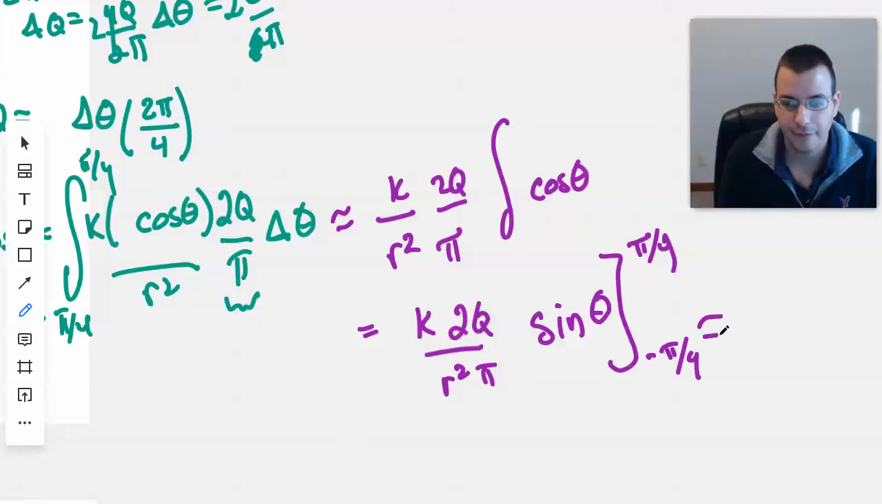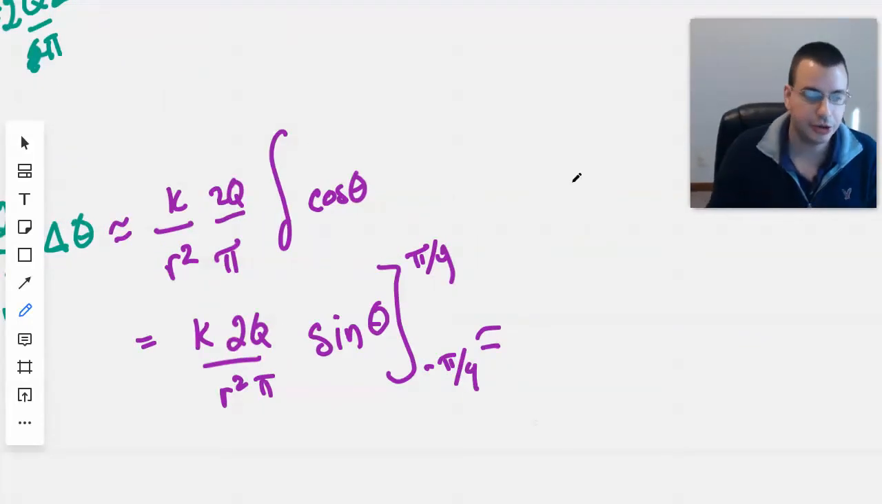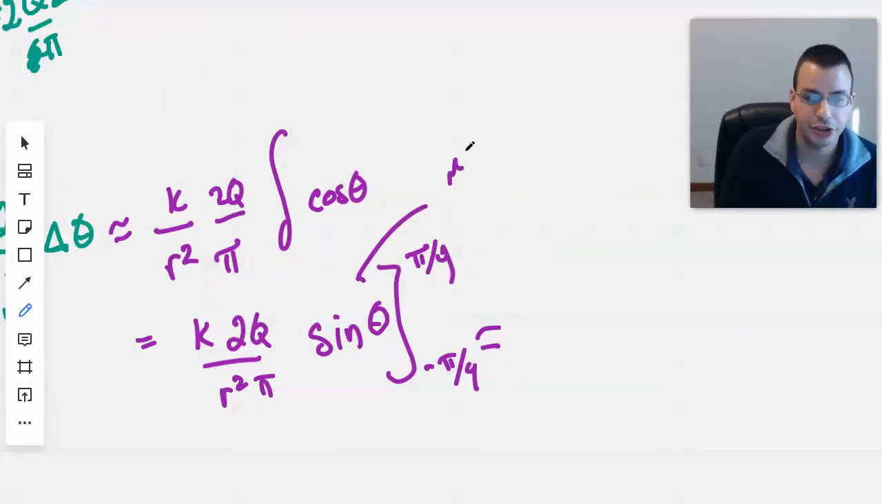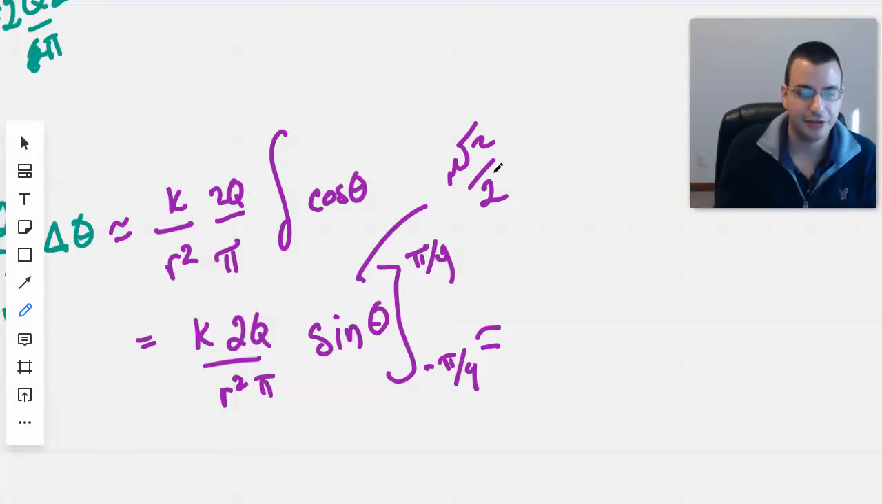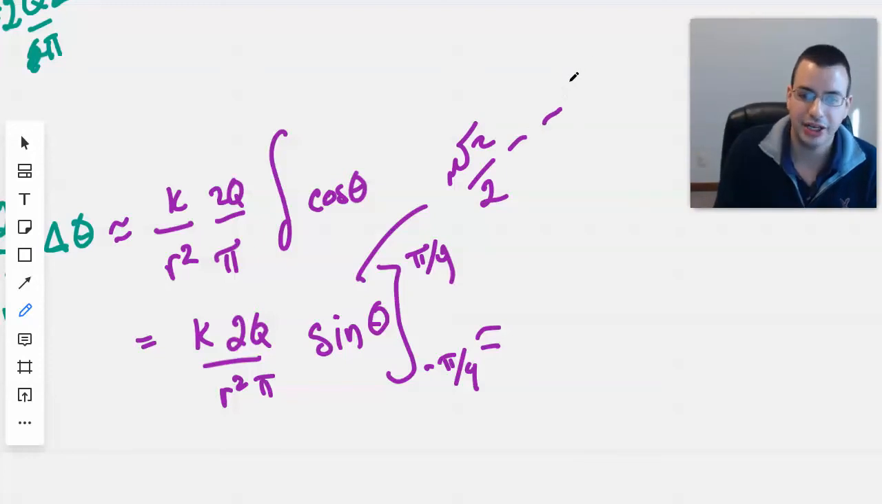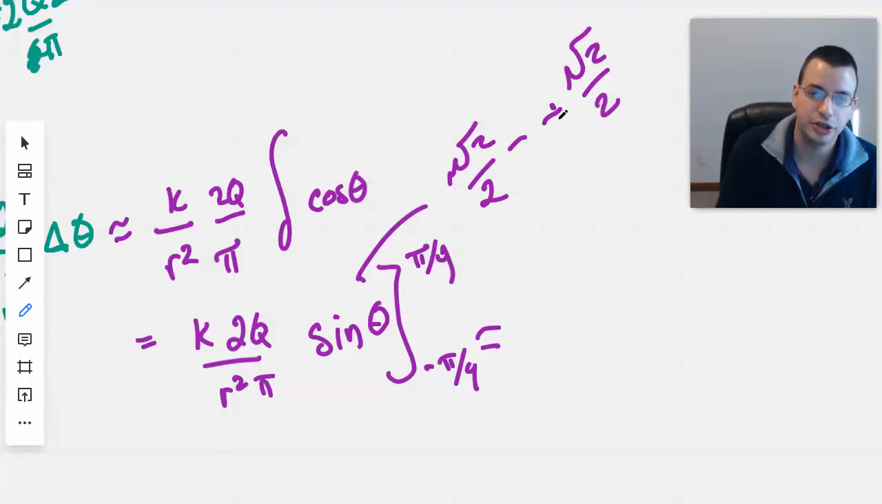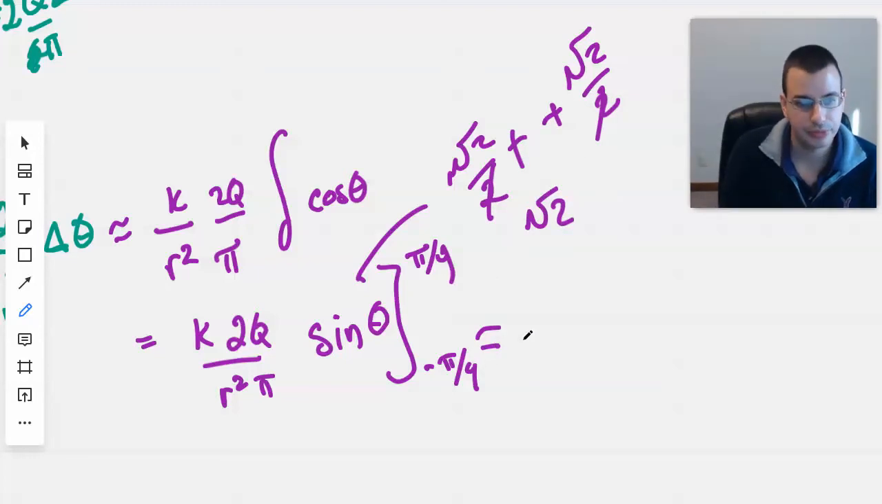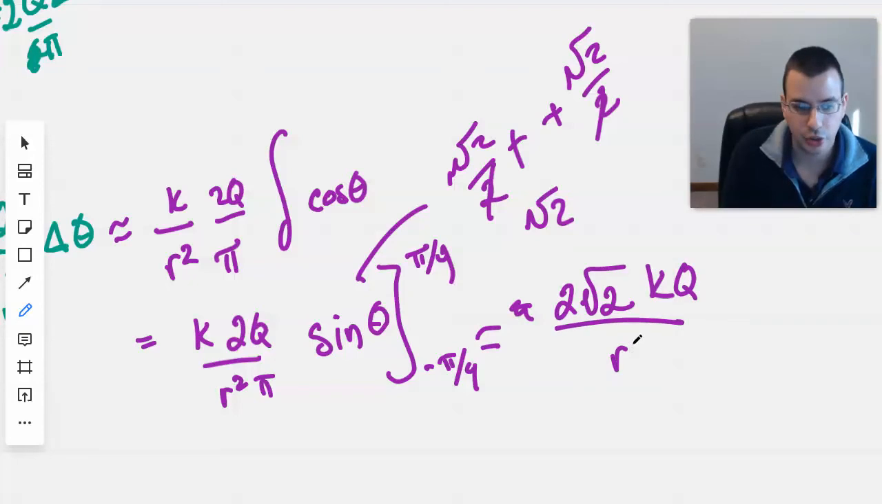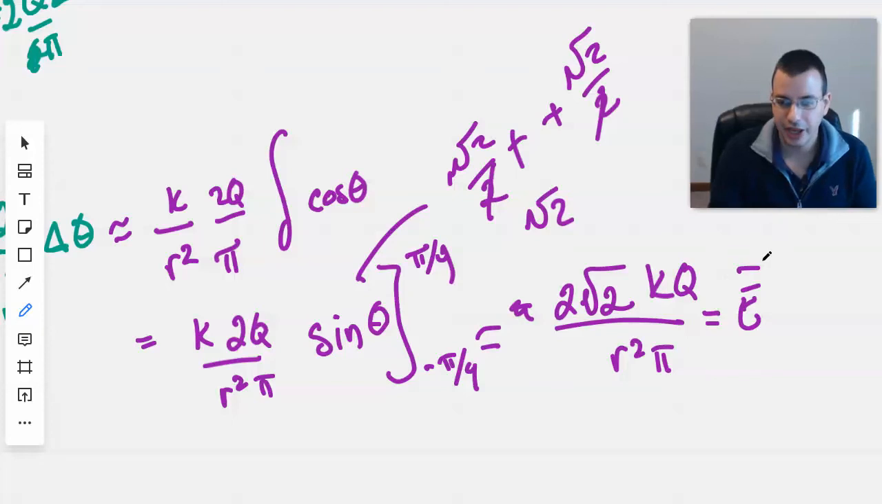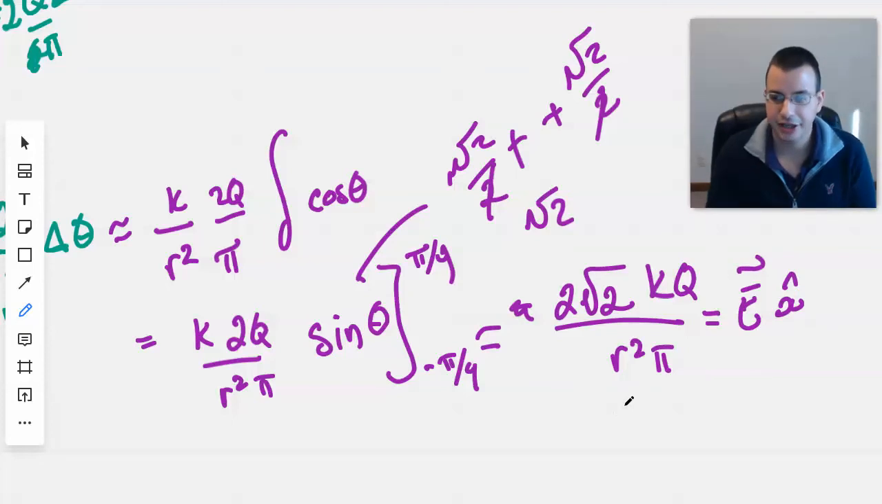And there we go, which equals, so the sine of pi over 4 is square root of 2 over 2, but we have 2 of them, and one is negative, and we subtract one of them, so we get 2 square root of 2. So we'll have 2 square root of 2 kq over r squared pi equals the magnitude of the electric field. And I can make it a vector and just say it's in the positive x direction.